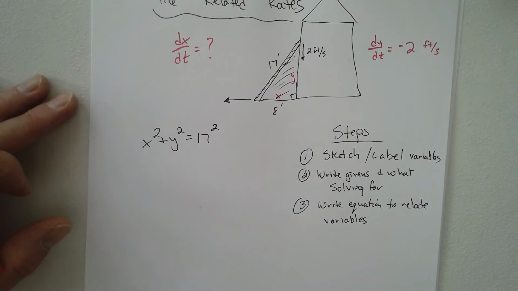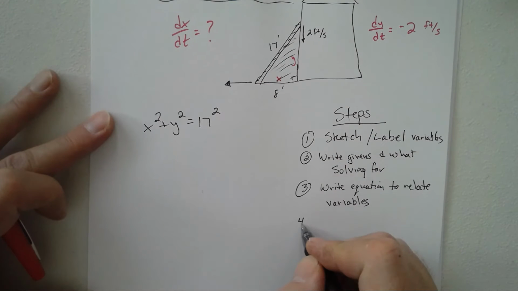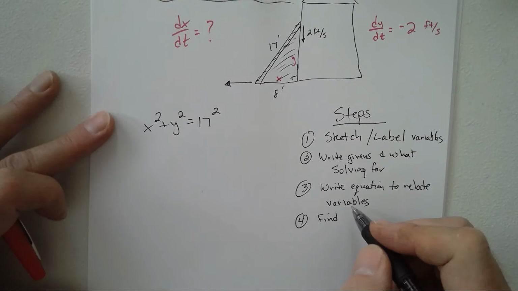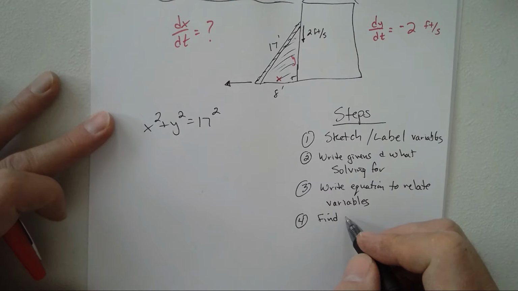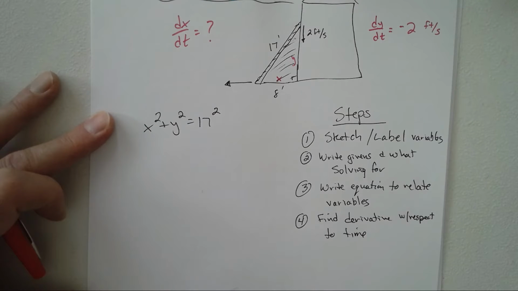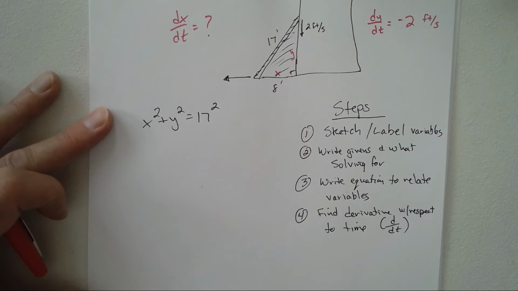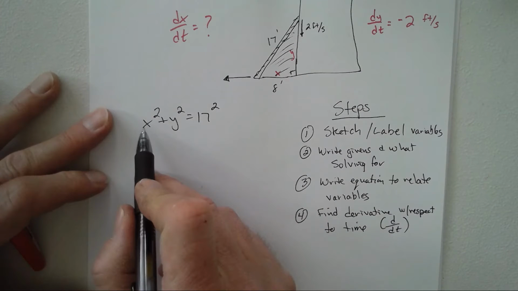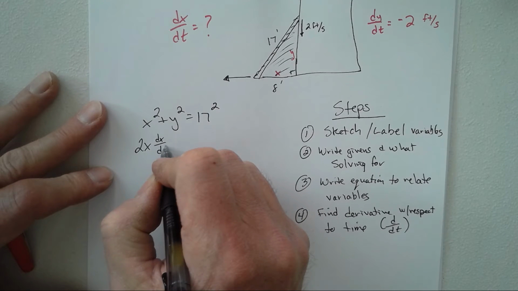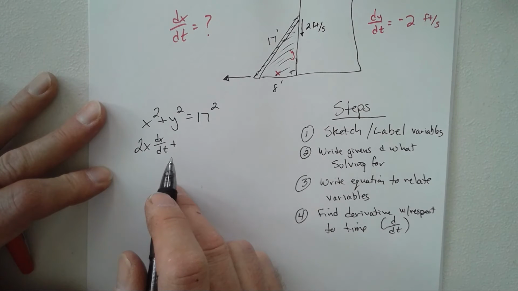Okay, once you have the equation, we always differentiate with respect to time. So find the derivative with respect to time, d/dt. Okay, so we can do that. The derivative of x squared is 2x dx/dt plus the derivative of y squared is 2y.